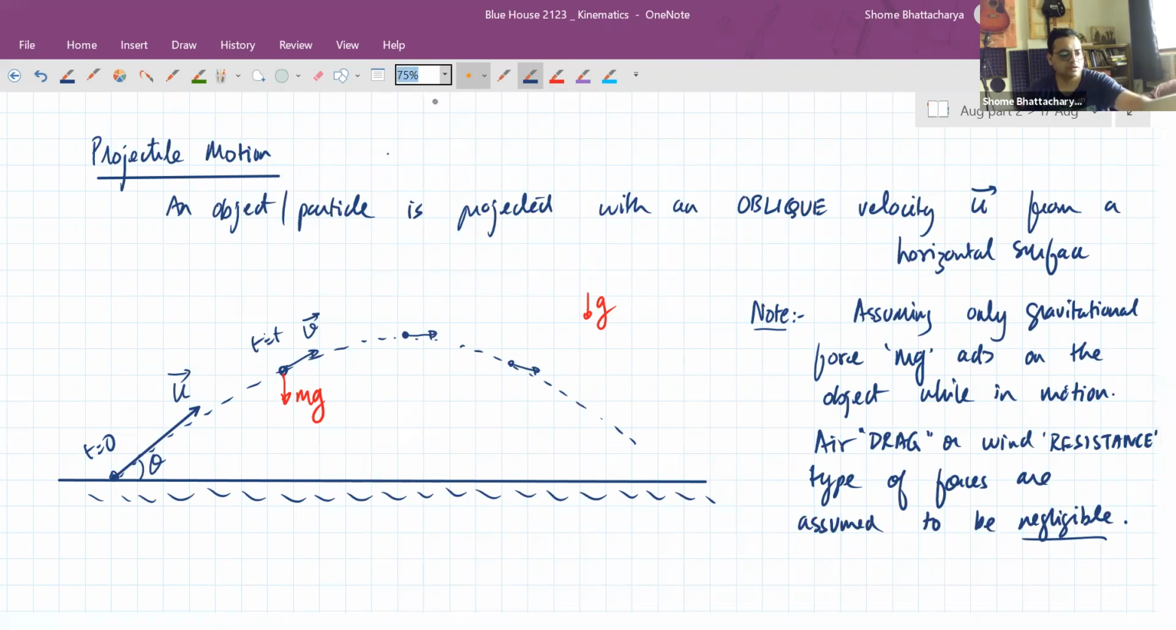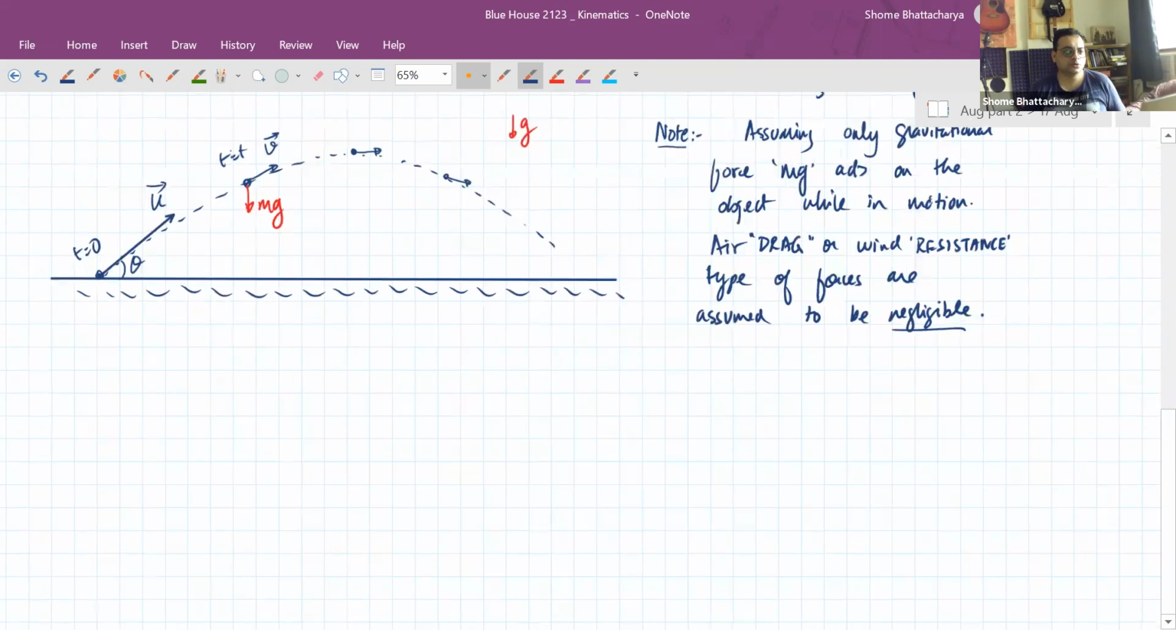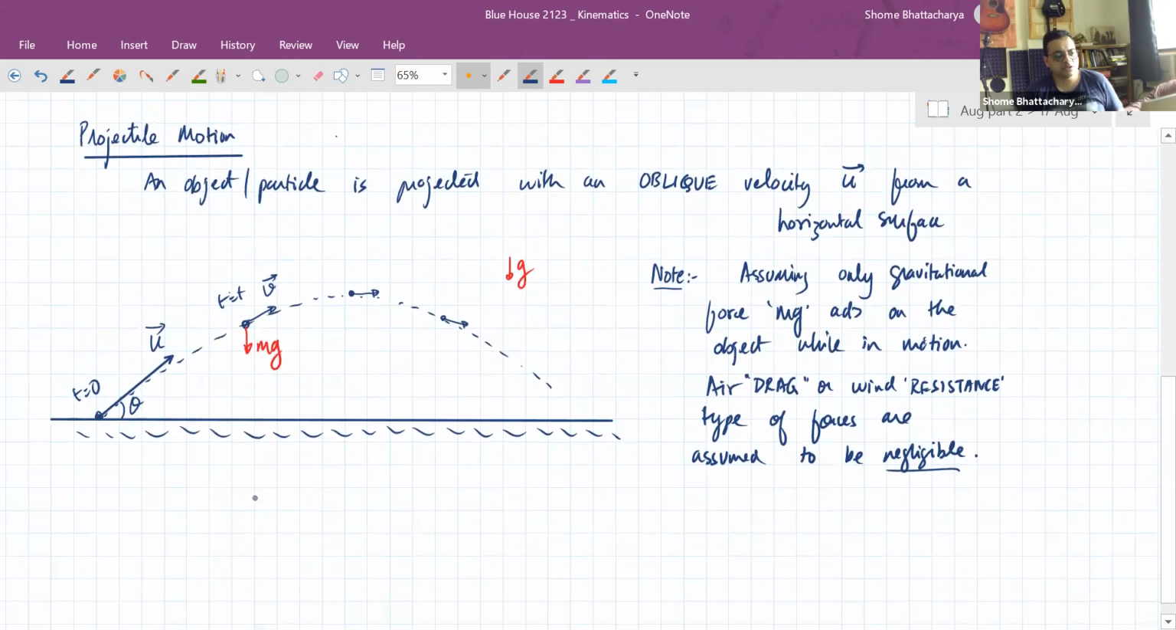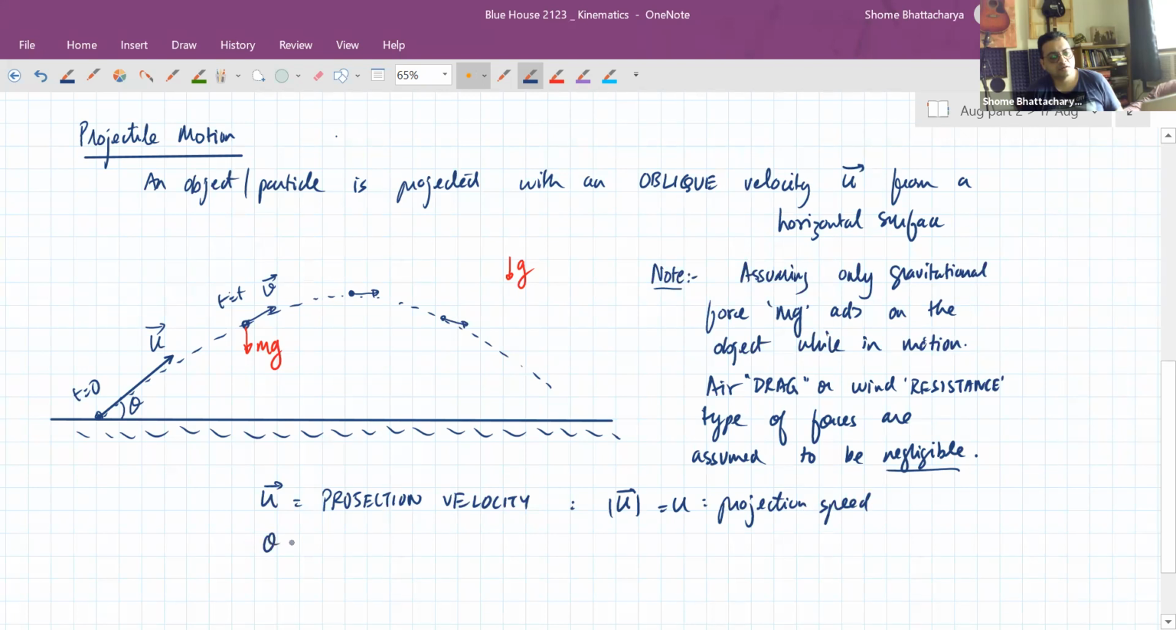Okay, so now in this, u is called the projection velocity. Whatever velocity with which we throw it at t equal to 0 from the ground level is called the projection velocity. And naturally, its magnitude is called the projection speed. And theta is called the projection angle. It is the angle of the projection velocity with respect to the horizontal.